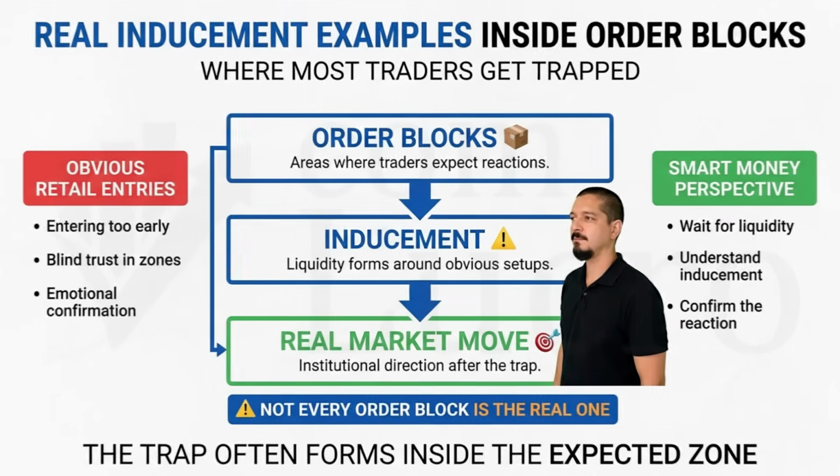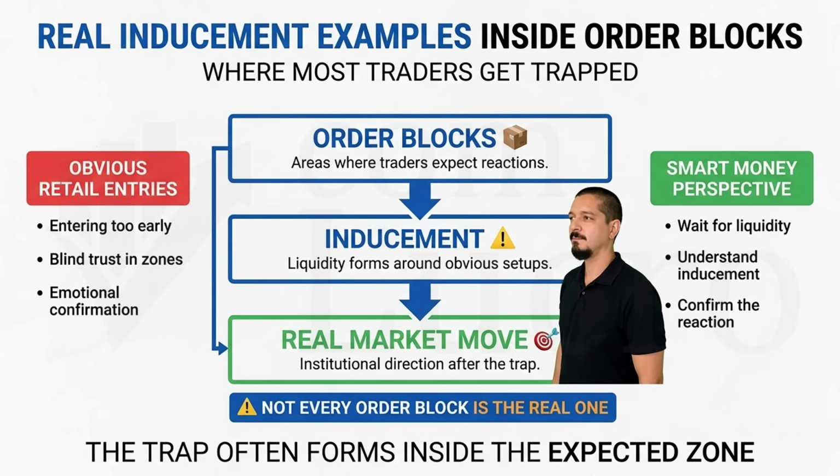Now that we understand the logic behind inducement and liquidity, let's move into real chart examples and see how these traps actually form inside market structure. We will start with one of the most misunderstood and exploited inducement zones in trading, the order block. As explained earlier in the video, inducement often forms around areas where traders expect strong reactions from price. And one of the clearest examples of this behavior happens inside order blocks and supply and demand zones.